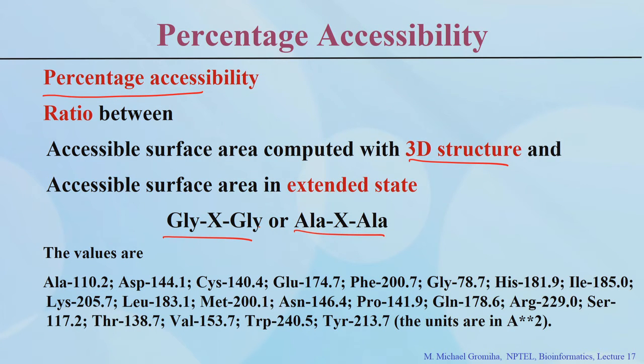Why do they use glycine x glycine? It does not have a side chain. Yeah, glycine has no side chain. So, in this case, if the central residue is any residue, this is highly accessible because the neighboring two residues do not have any side chain.